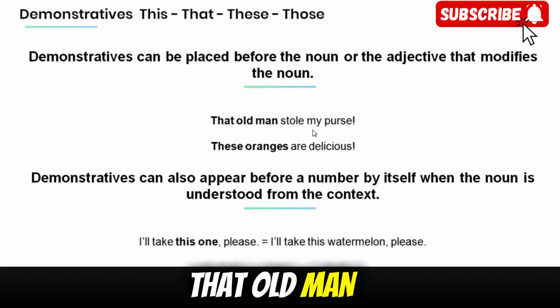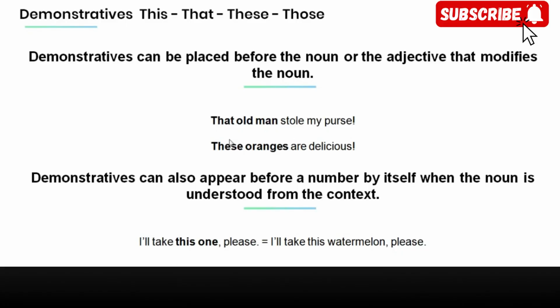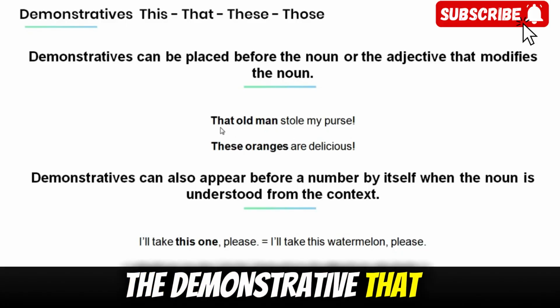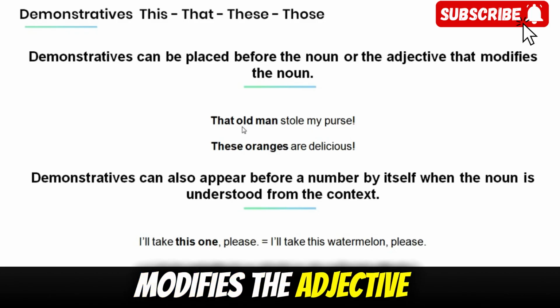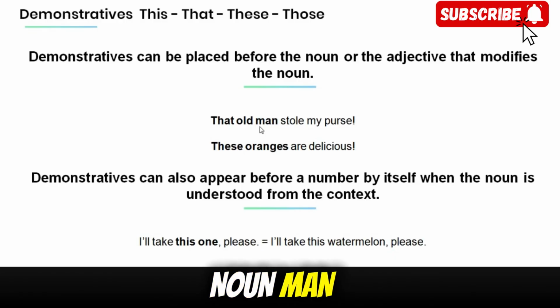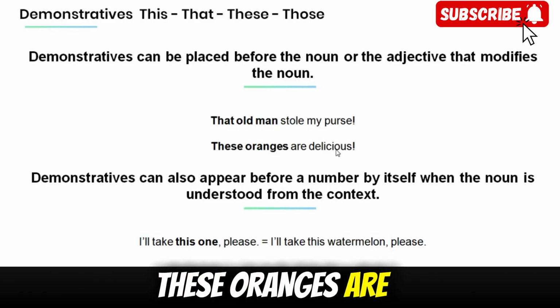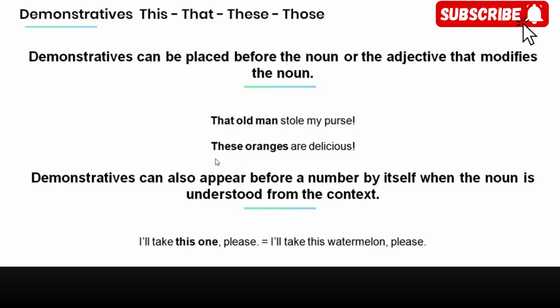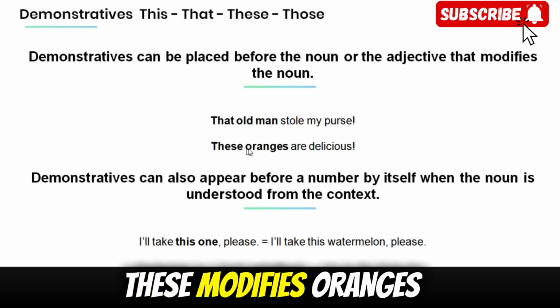That old man stole my purse. The demonstrative that modifies the adjective old, which modifies the noun man. These oranges are delicious. These modifies oranges.